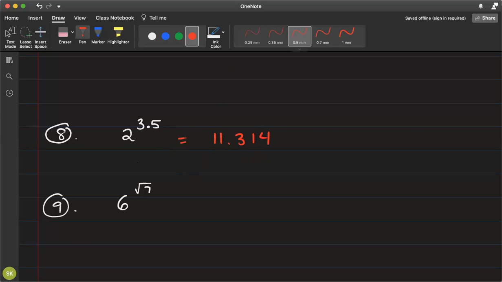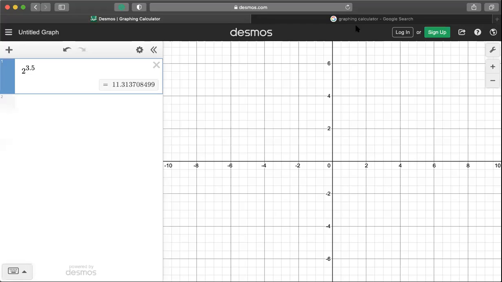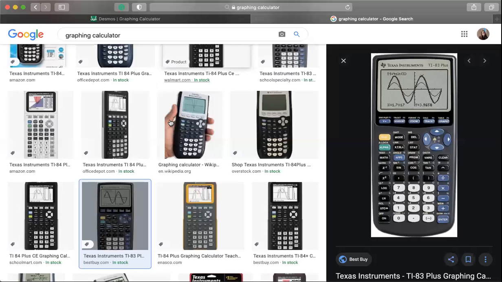I also want to show you how to do it on a graphing calculator, just so that you know where the buttons are, if you have a handheld graphing calculator. So I'm sharing my screen again, and I just Googled a graphing calculator here. You can see on this side, I have a bunch of buttons. So if you want to do 2 raised to this 3.5, you would just hit this number 2 here, and then look for the caret key, which is right here. You push that caret key, then put 3.5 and hit enter, and you would get the same answer that I got.